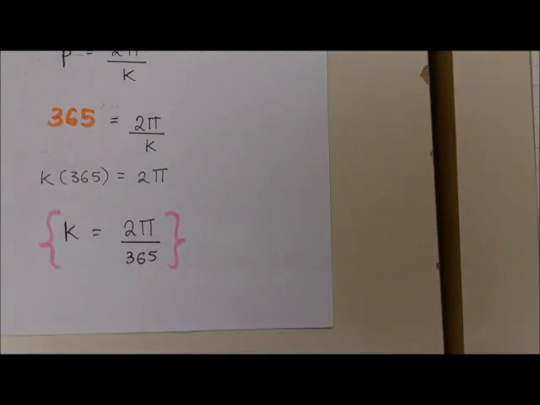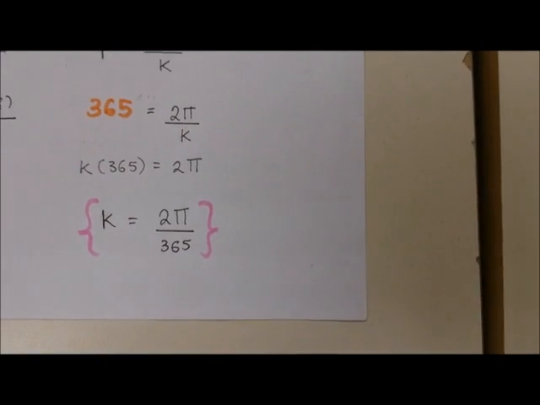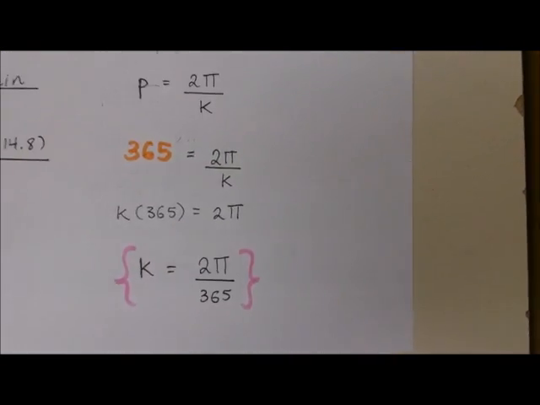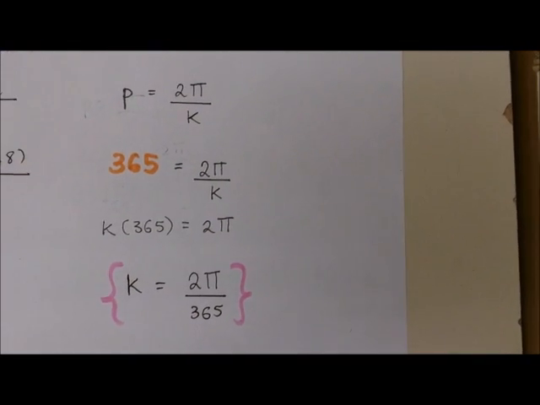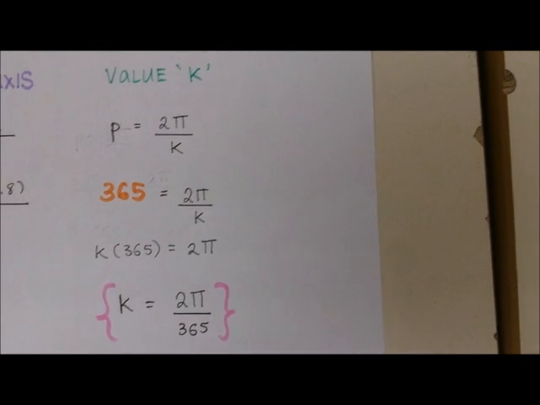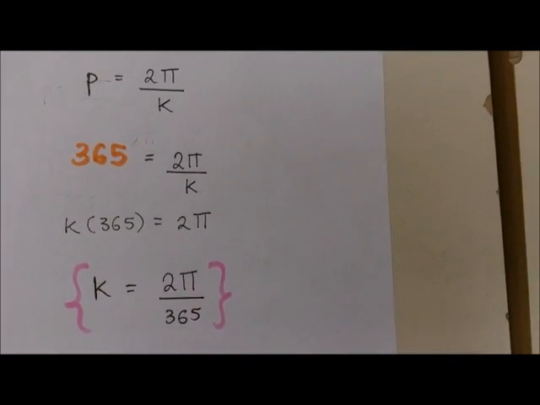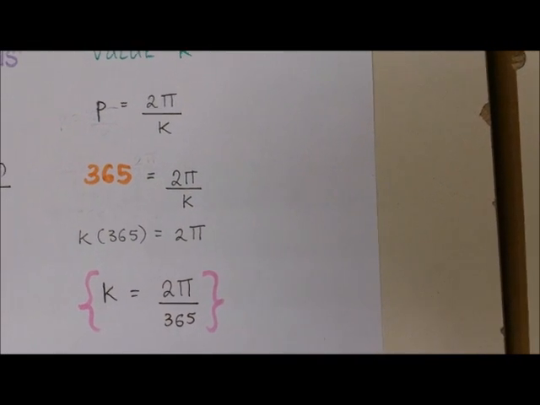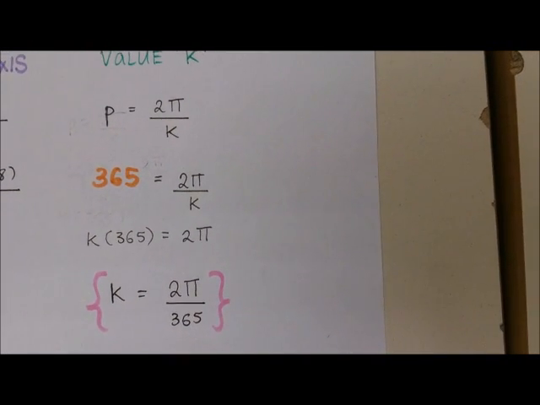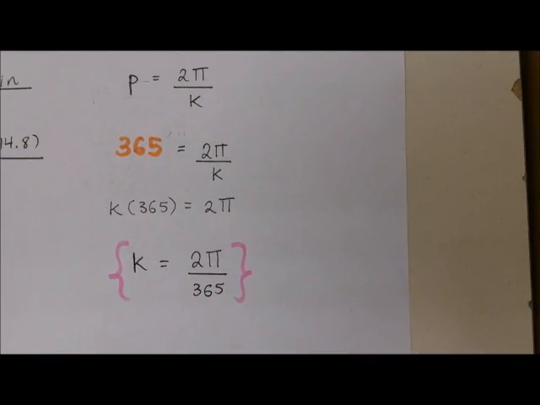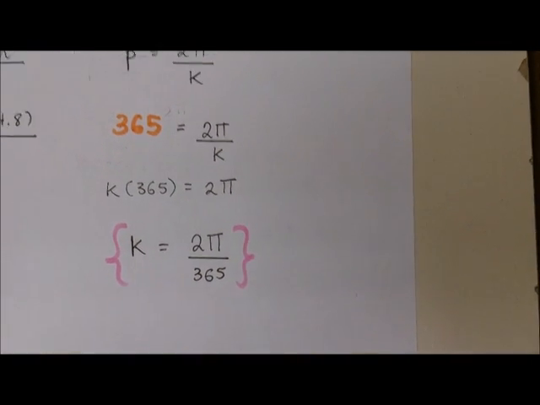For value K, we refer back to the period equation, which is P equals 2 pi divided by K. We know that the data is measured annually, so we can let the period P be 365 days. The equation will be 365 is equal to 2 pi over K. We isolate for the K value and get K is equal to 2 pi over 365.